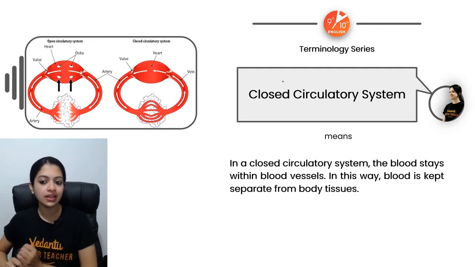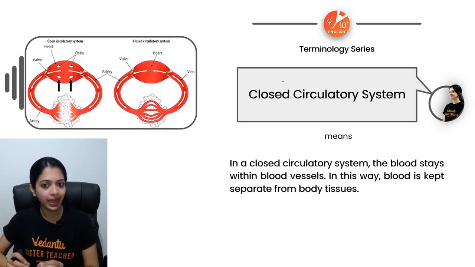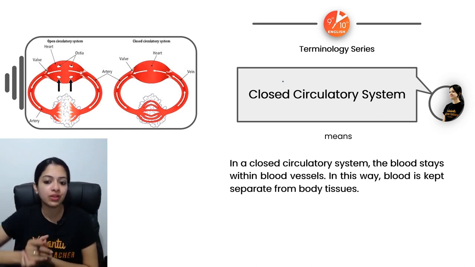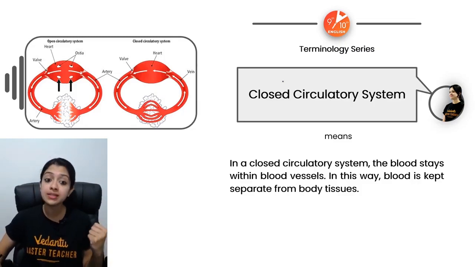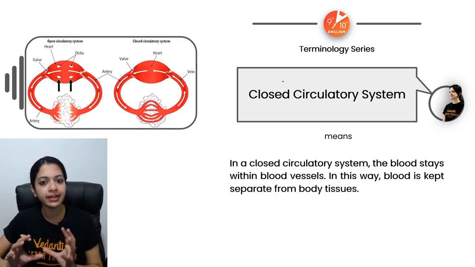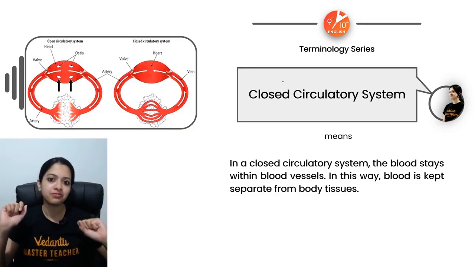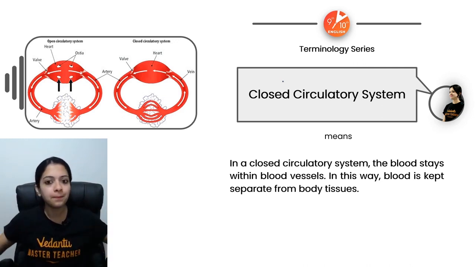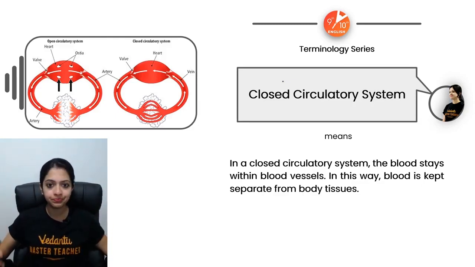Now in a closed circulatory system, the blood stays within blood vessels, and this way the blood is kept separate from body tissues. Closed circulatory system. So what would an open circulatory system be? Simply put, a closed circulatory system is one in which blood is confined to flowing within blood vessels. Heart, blood vessels, as in arteries, veins, capillaries, that differentiation is definitely there. But it doesn't flow around through random spaces in the body.